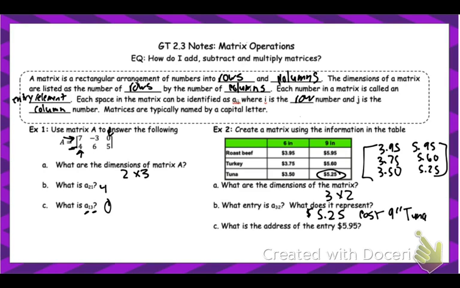The address of the entry, that's 595, so 595 is up here. That is the first row and the second column. Again, it's rows and then columns. So this is row 1, row 2, row 3, column 1, column 2. Rows are horizontal, columns are vertical.